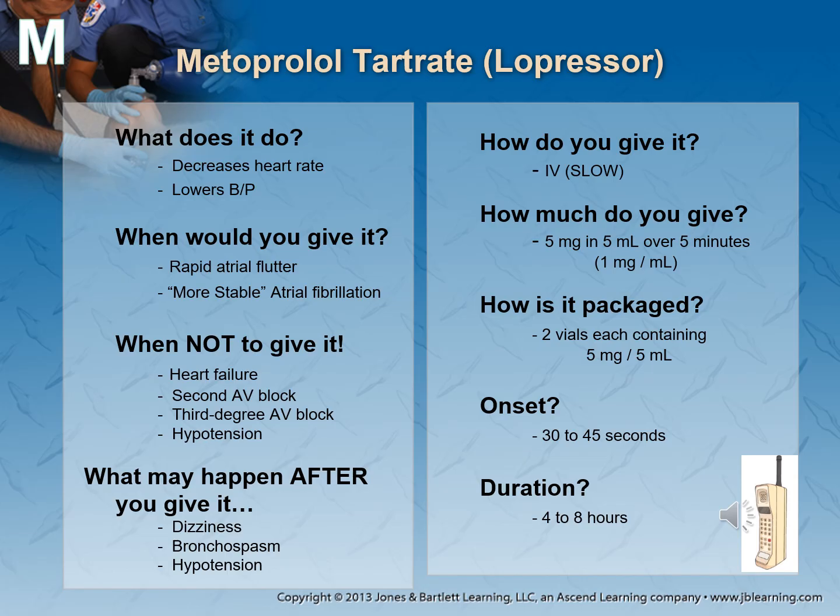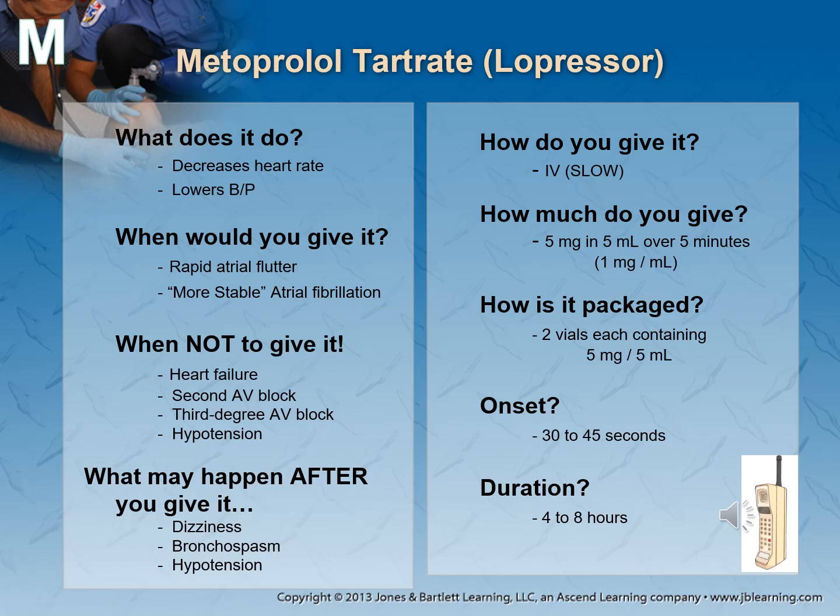So the cardinal rule of thumb is 5 milligrams and 5 mLs over 5 minutes. So 5 over 5 over 5. And once you get conversion of the rate that you're looking for, so if they're in rapid AFib and you have given 3 milligrams or 3 mLs over 3 minutes, and you notice that they're in a sinus rhythm, you can go ahead and stop. You don't have to deliver all 5 milligrams.